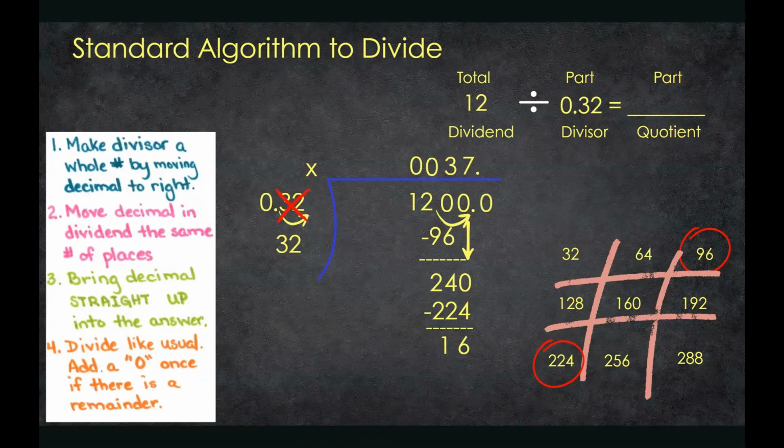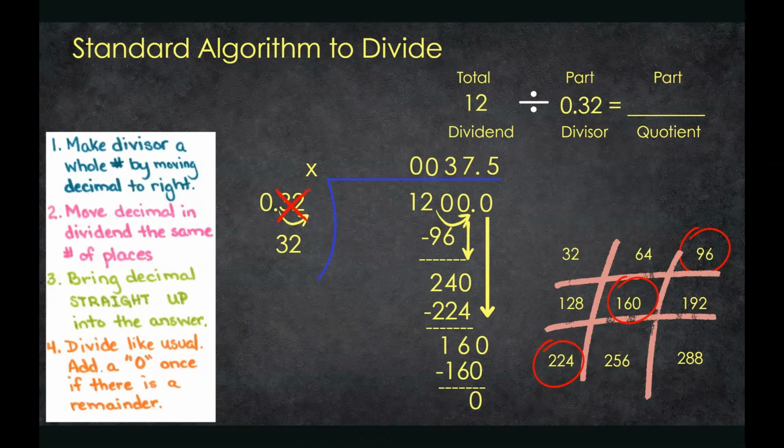So I'm going to add that 0 as a placeholder, and then I'm going to drop it down next to my 16, and now it's going to be 160. And so now again, I go back to my hashtag and I look, where's 160? How many groups of 32 does it take to make 160? And I can see that it's going to be 5 groups of 32. So I add 5 to my quotient. I multiply it out. It's going to be 160. I subtract it, and that's going to leave me with a remainder of 0.